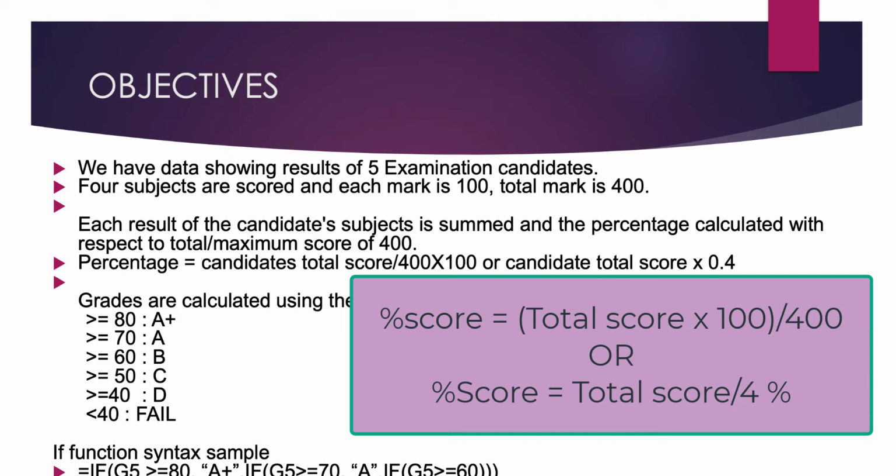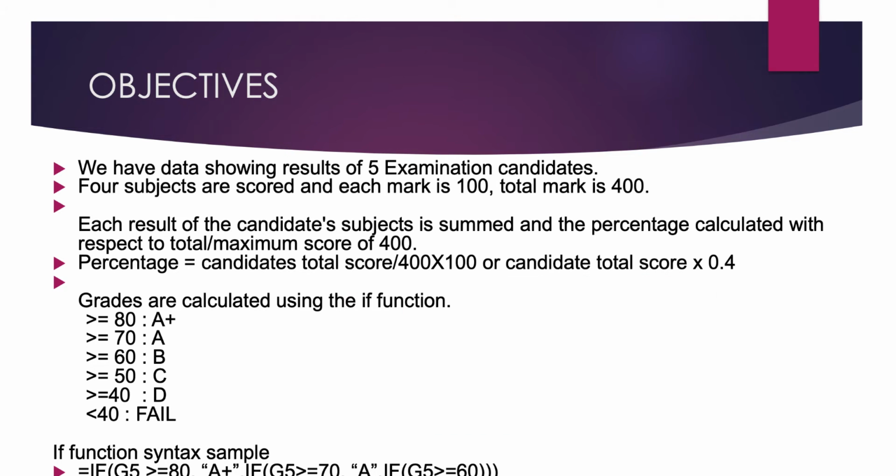Of course, we are going to use the IF function to get the grades. For results greater than or equal to 80, we have A plus. Greater than 70, we have A, and so on. And the syntax for the IF function is equal to IF, and that's just an example. Let's move straight to the practical.